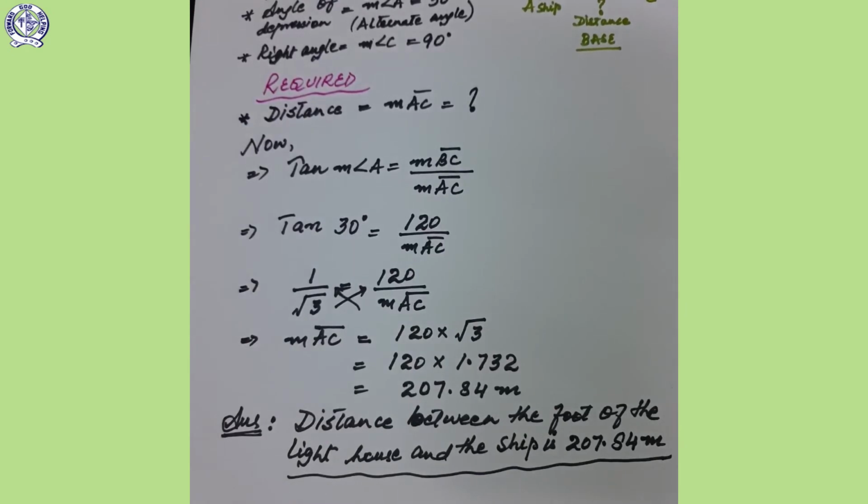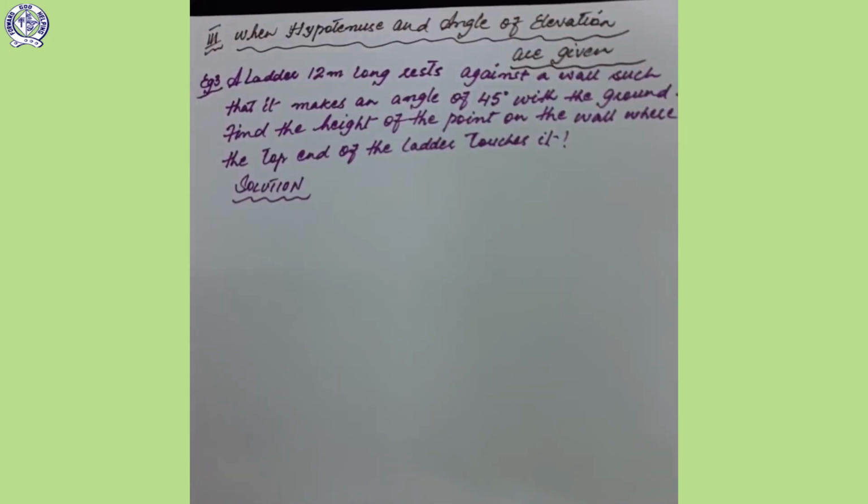There's one more example that I'm going to give you, the last one. Now in this third type, hypotenuse and angle of elevation are given. In the previous cases perpendicular and base were there and there was no hypotenuse. Now in this case hypotenuse is given and angle of elevation. Let's draw the triangle according to the question. Again, this question is in your book.